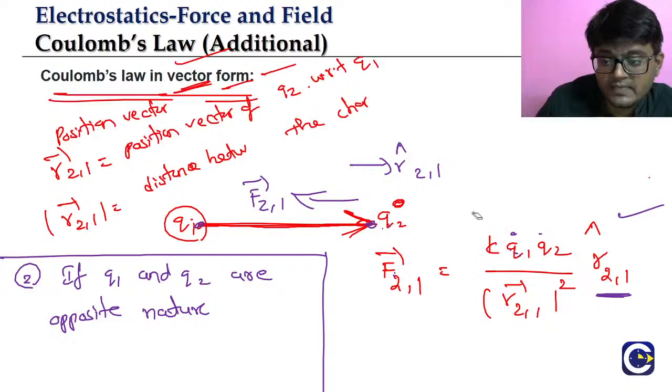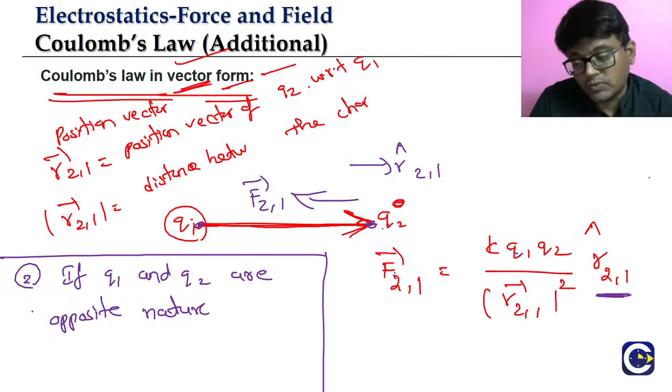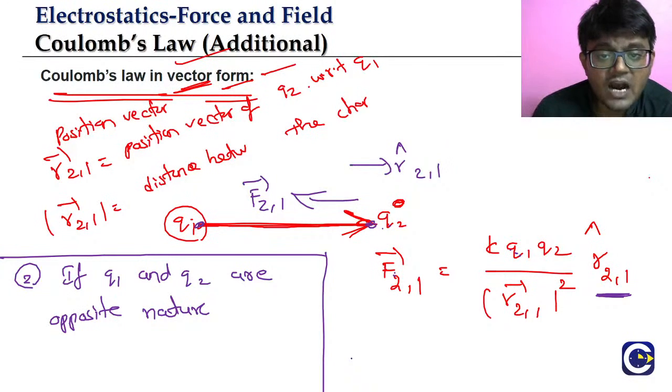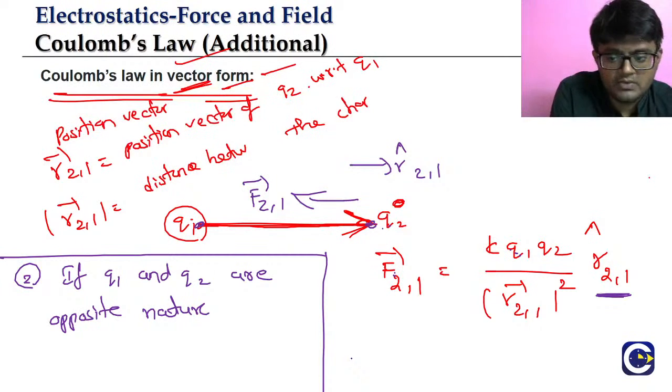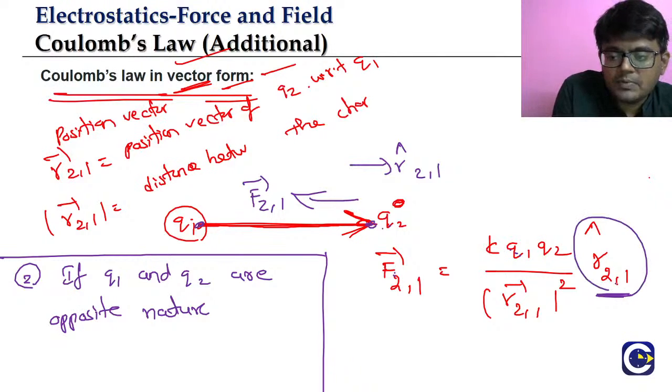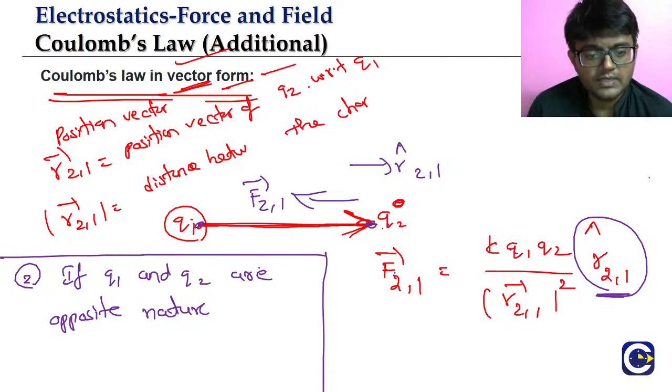So, what is Coulomb's law in the vector form? Force acting on the second charge because of the first charge is equal to what? K into q1 into q2. Modulus does not come here: k into q1 into q2 divided by modulus of r bar 2 comma 1 whole square, that is the distance square value, as it is. Okay? Into r cap 2 comma 1.